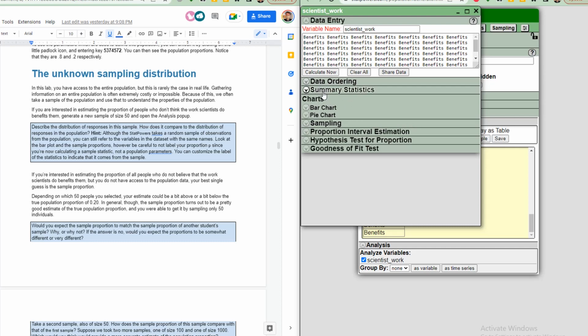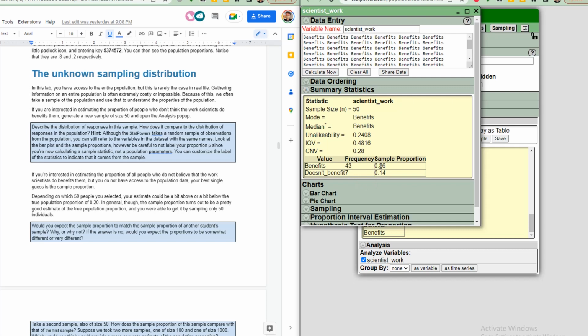Let's look at the summary statistics. We have 86% said it benefits and 14% said it didn't benefit. This is similar to the population, but it's not exactly the same as the population. This is a sample, and it's a random sample, so you're not going to likely get the exact same value as the population. Now here we know the population proportion is exactly 80% because we were able to peek into that.